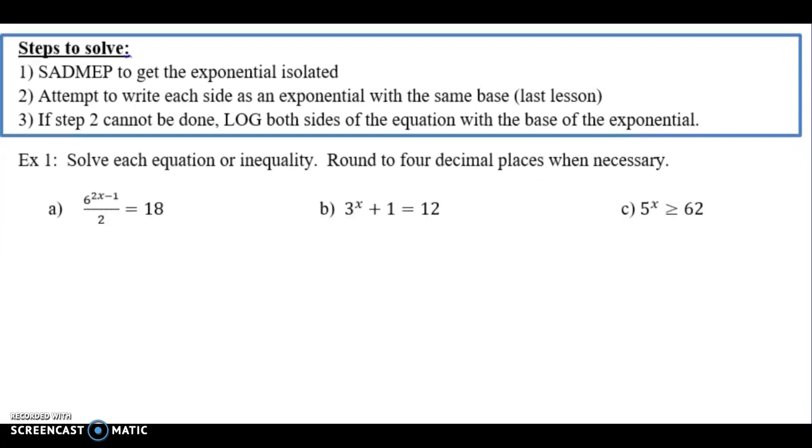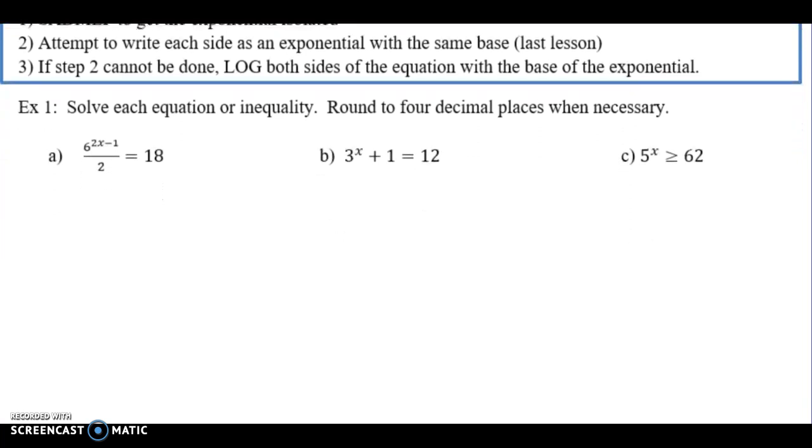But now let's take a look at example B. So we still have to do step 1, use SADMEP, so undo addition, subtraction, multiplication, division. How do I get 3 to the x by itself? Subtract over 1.